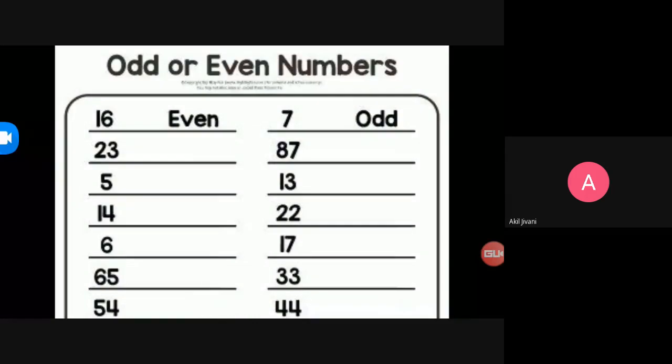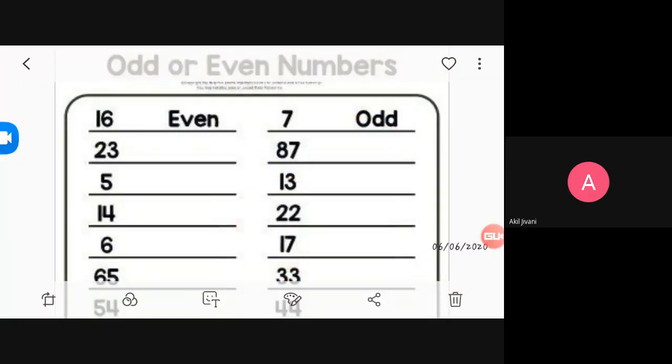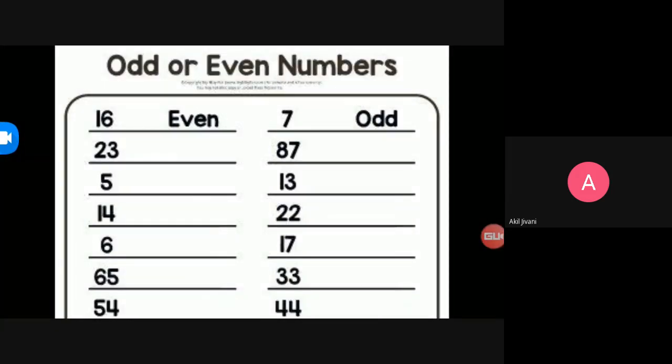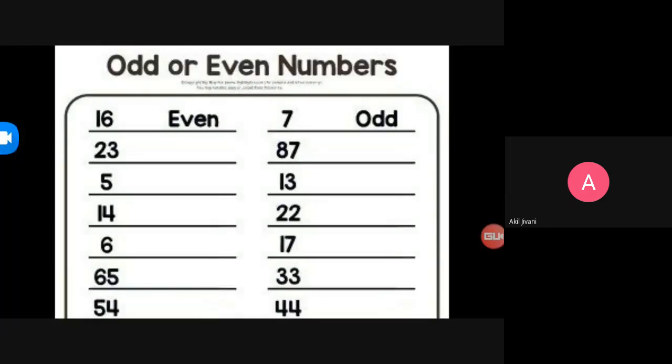First of all, I'm telling you, whenever alternate number is odd and even, if one number is odd, then two is even. Listen very carefully. If one is odd, then two is even. Again, three is odd and four is even. Now five is odd, six is even, seven is odd. Then 7 is odd, then 8 is what?